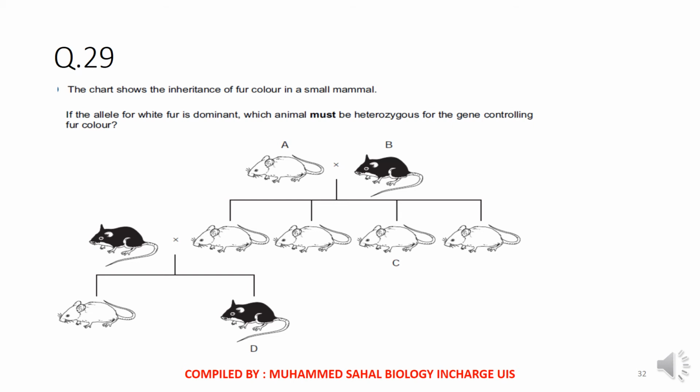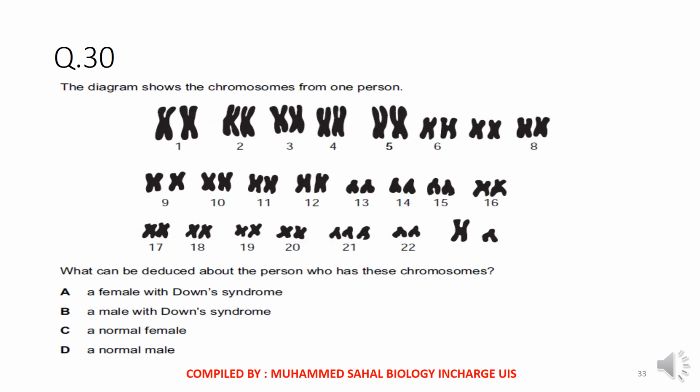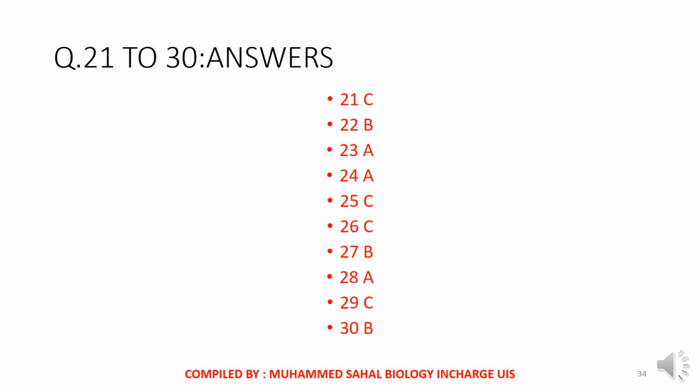The answer is C. The diagram shows the chromosomes from one person. What can be deduced about the person who has these chromosomes? The answer is B. And the next slide will be the answers for questions 21 to 30.